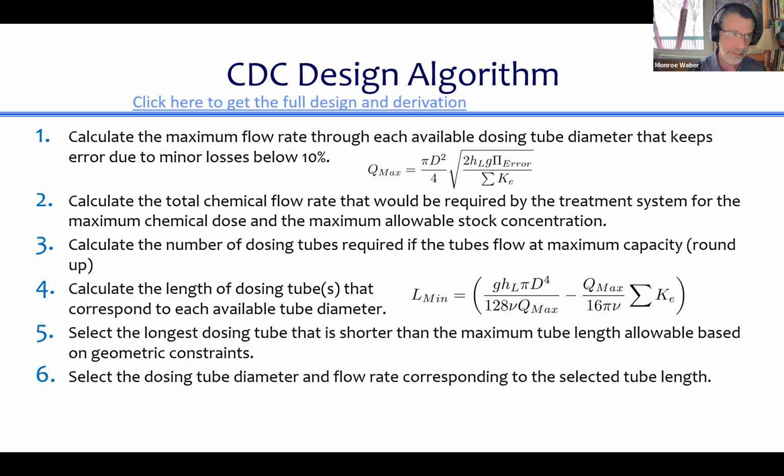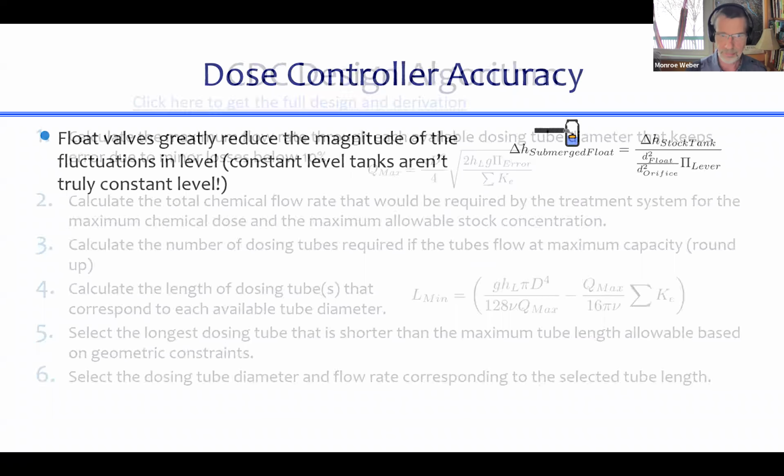And you'd select the tubing diameter that comes from that size, and then you'd know what your flow rate is through that selected tube length. And you would also know from one of the previous steps how many of those dosing tubes you're going to need. So the idea here is that you're going to end up in many, many cases requiring more than one dosing tube working in parallel to get you the required flow of chemicals.